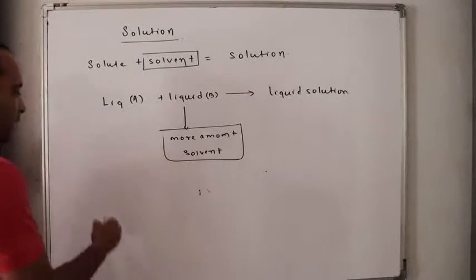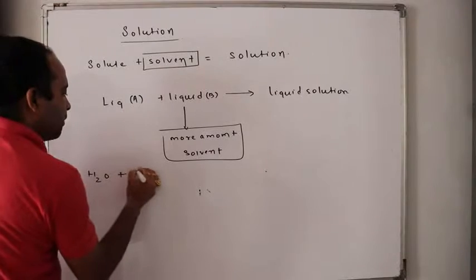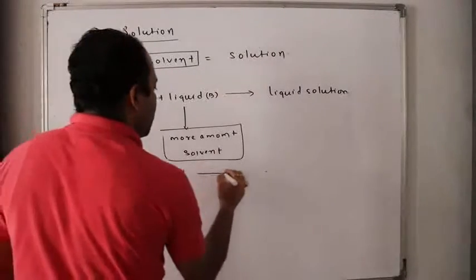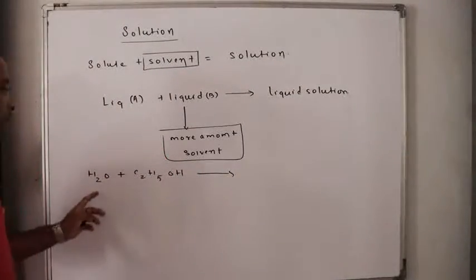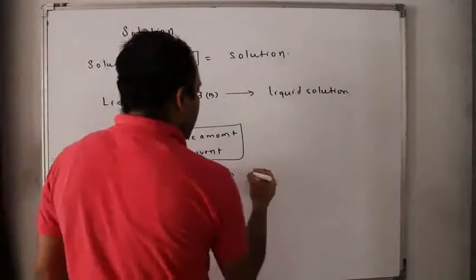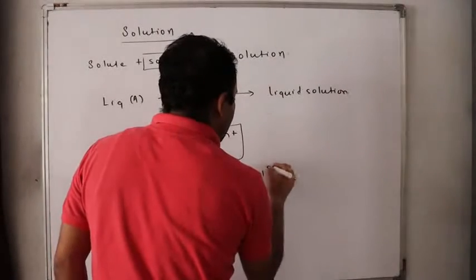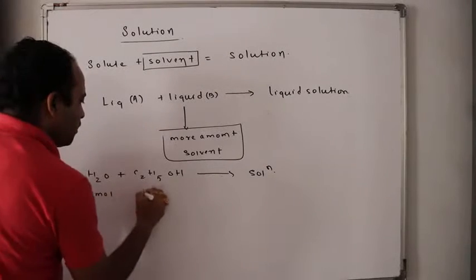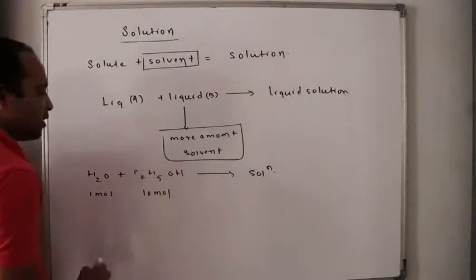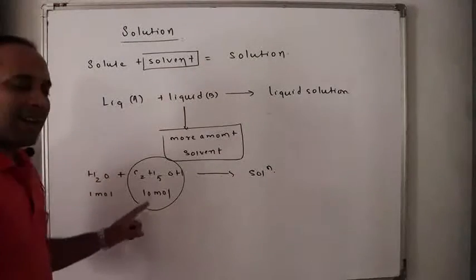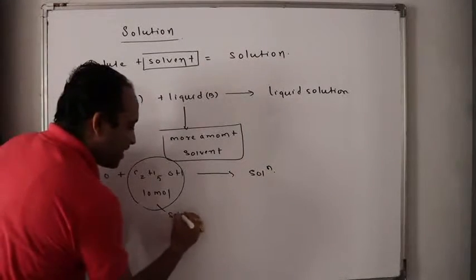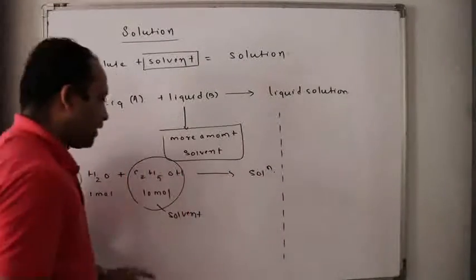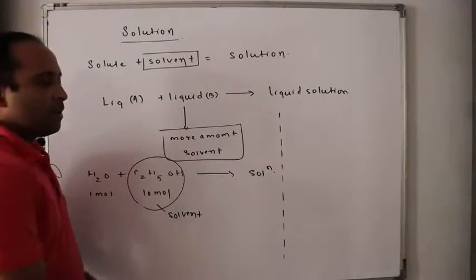Clear? For example, if I take water plus ethanol and they make a solution. Now, if I take water 1 mole and ethanol 10 moles, so what will happen in this case? Ethanol is the solvent. Why? It is present in more amount.